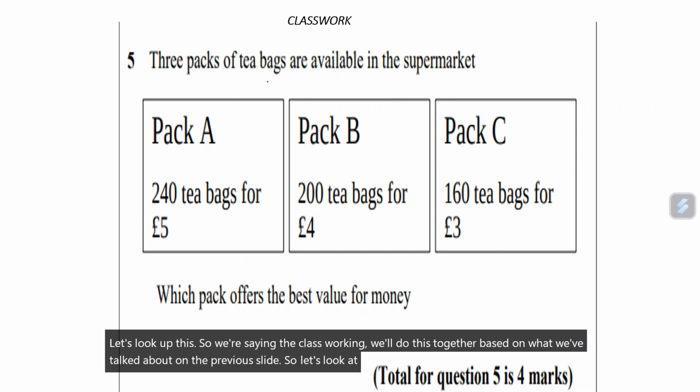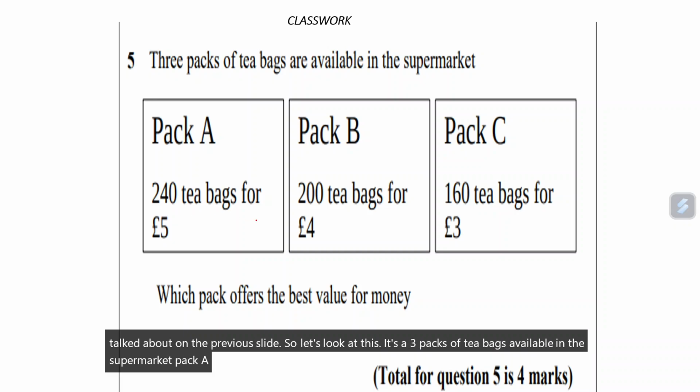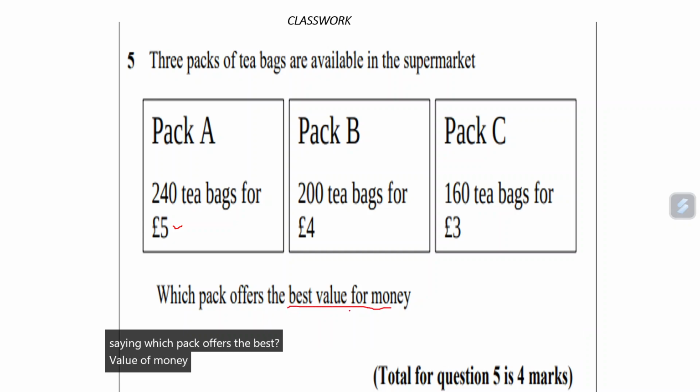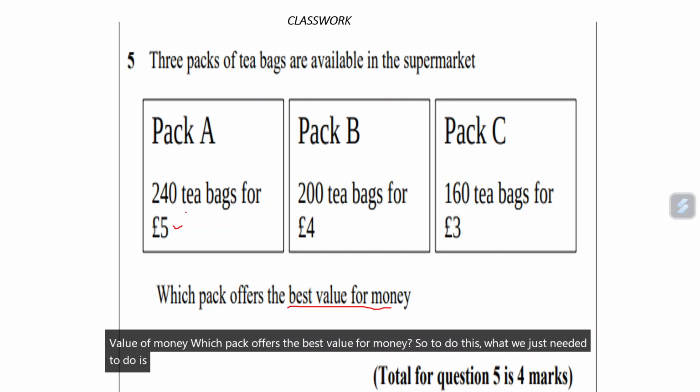It said 3 packs of tea bags are available in the supermarket. Pack A, 240 tea bags for this. Pack B, 200 tea bags for that. And pack C. So the question is saying which pack offers the best value for money? So to do this, we just need to find how many tea bags you will get per pound.